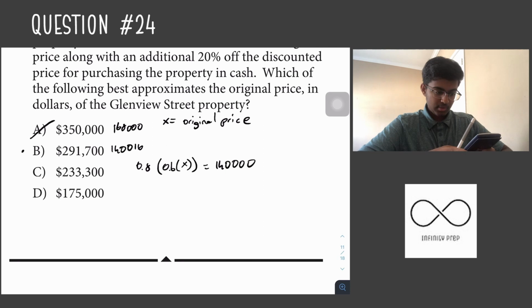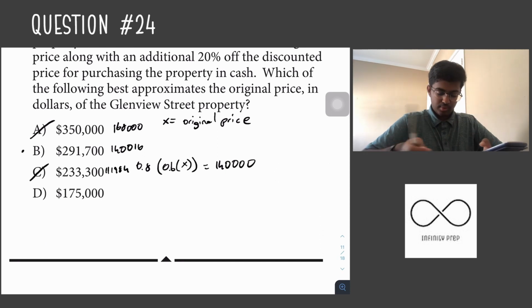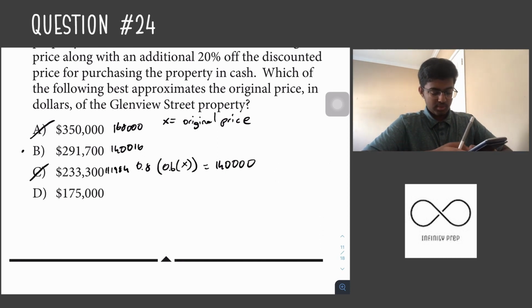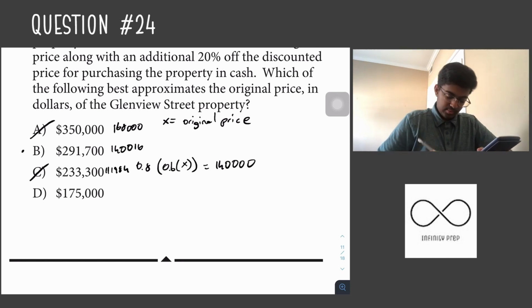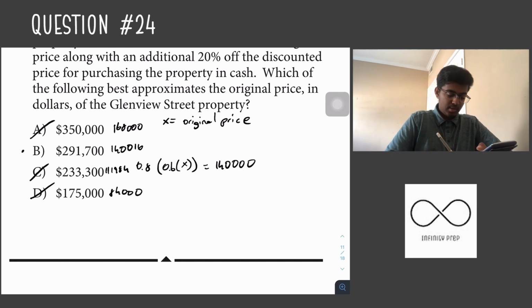So 233,300 times 0.6 times 0.8 is 111,984, which does not equal 140,000. When we plug in 175,000, so 175,000 times 0.6 times 0.8 is 84,000. This also does not match up with the discounted price, so answer choice B is our answer.